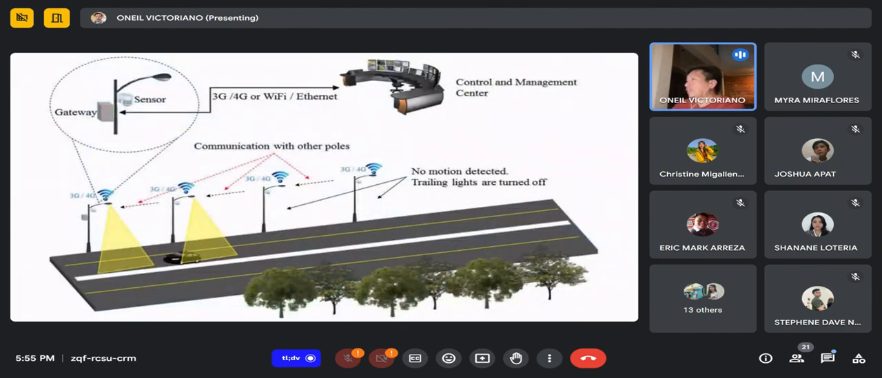So as I've said earlier, like smart sensors or lighting, there are communications, and then there are sensors so that the light only turns on if there is motion detection. So it will decrease electric consumption, and it will improve efficiency over the hardware components of the lamps.